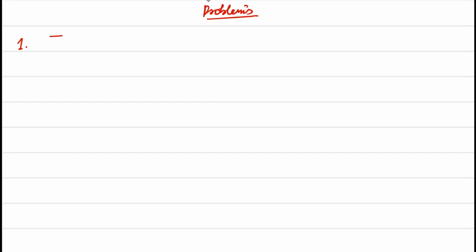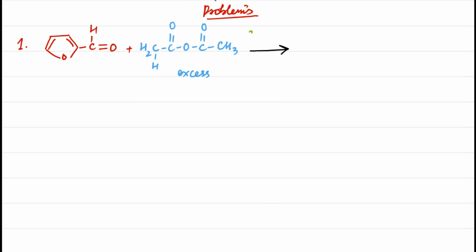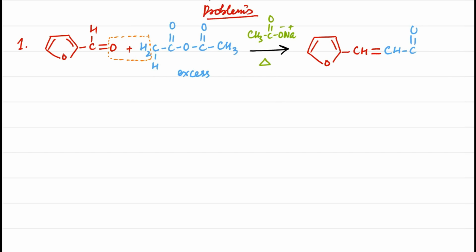In the first case, the product of this reaction between this aromatic aldehyde with excess acetic anhydride in the presence of basic salt of acetic acid can be easily written like this. The red part comes from aldehyde, whereas the blue part from anhydride.